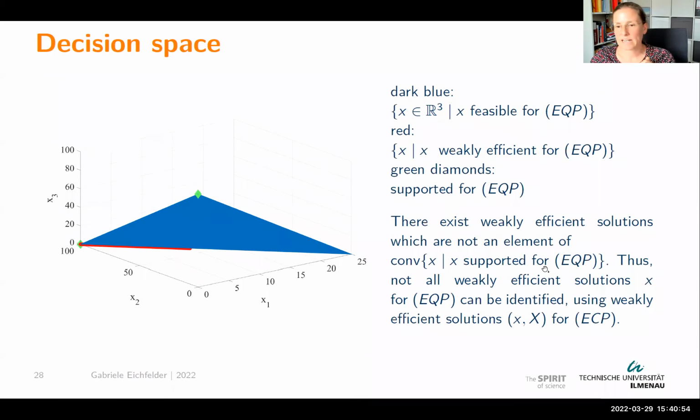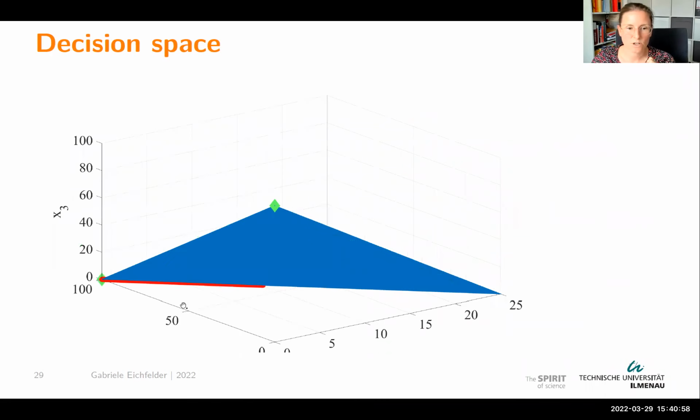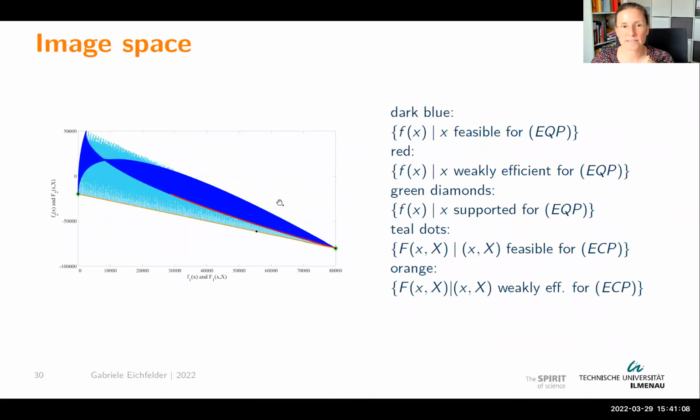So the convex hull of supported solutions is what we would get. I have here a larger version in case it was hard to see on the slide before. So here the red points are weakly efficient. And now let's have a look at the image space.